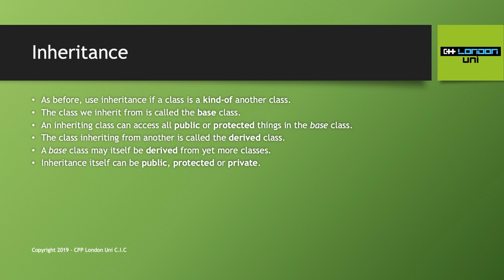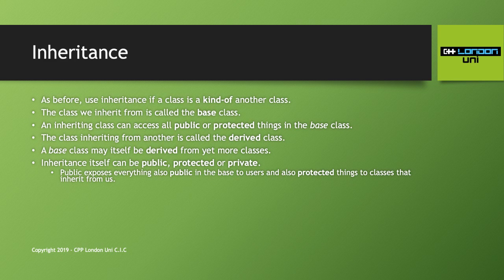As I've just said, it can be public, protected, or private. And public exposes everything that is also public in the base to people who use our class. So if someone's just using it, in the same way that I would use std::string, right? I don't inherit from std::string. You can do that, but never ever do that, or with any standard library classes for that matter. But anyway, public inheritance will expose everything that is also public in the base to people using the class. And anything that is protected will also be visible to someone who chooses to inherit from us.